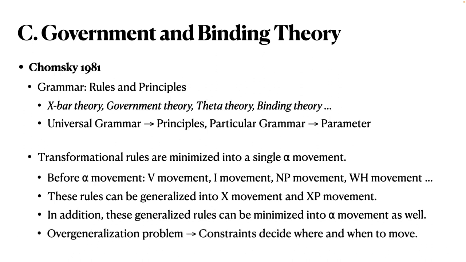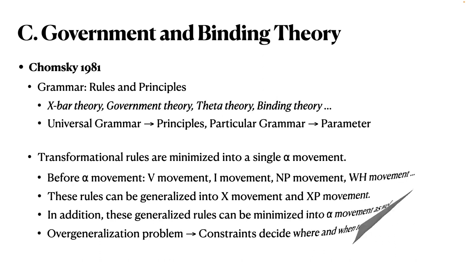Alpha movement can move anything anywhere. Therefore, instead of moving verb to I position, incorrect transformation may be made, such as moving verb to noun position. Therefore, with the advent of alpha movement, the reason for movement and where to move are explained through various constraints.